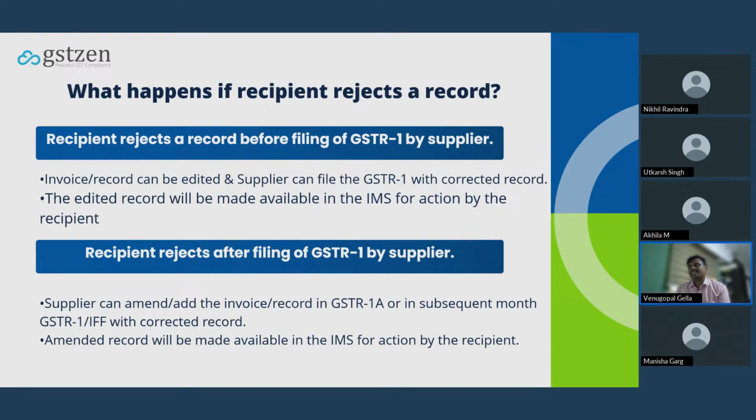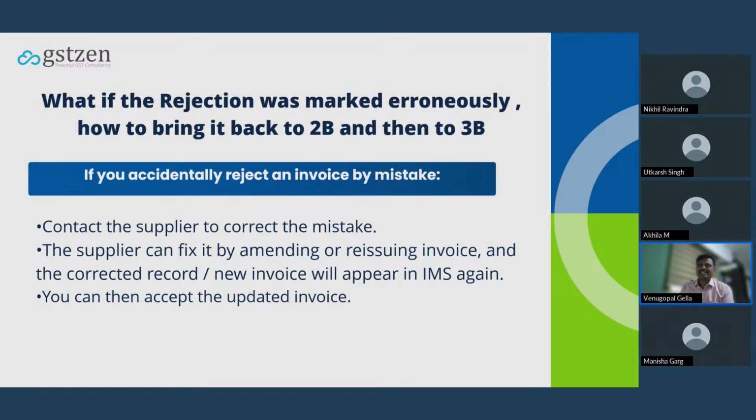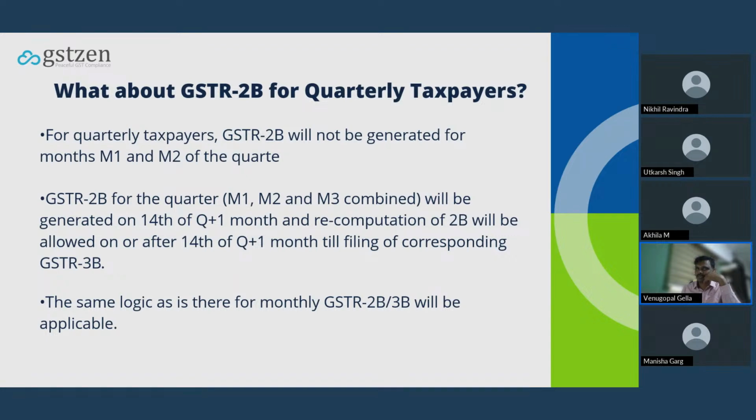Given a situation, the recipient rejecting after filing of GSTR-1, or before filing of GSTR-1. If it is before filing of GSTR-1, I'm just restating and entering into GSTR-1, so it comes back. The recipient can take the credit. If my GSTR-1 is filed, either through 1A or the subsequent GSTR-1, I will post the amendment record. If it is by accident, the step is the same. You have to go back to the supplier and ask him to reissue. Reissue is not the right word. I'll say resubmit the record so that the line items come back to you.